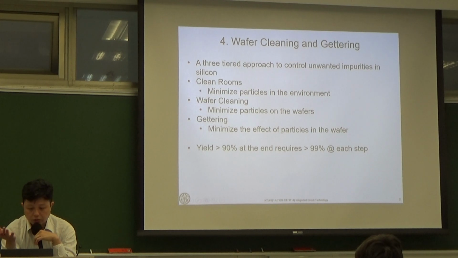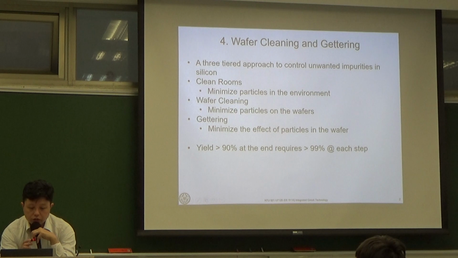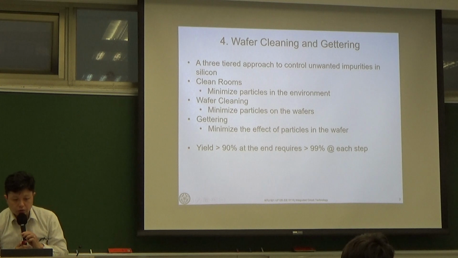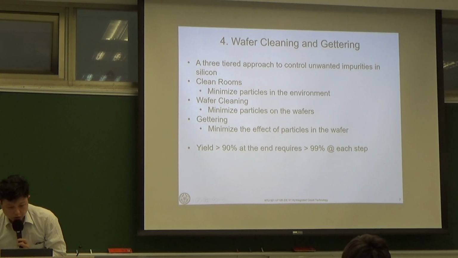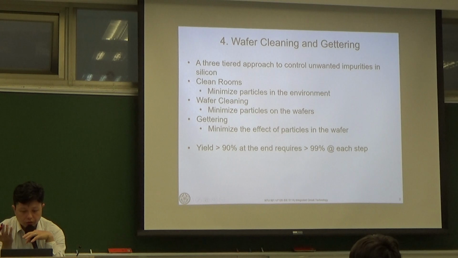Clean our wafers. Right? So that's the purpose to introduce this chapter 4. There are 3-tiered approach to control these unwanted impurities in silicon. The first one is a clean room, so we have to process this wafer in a special clean region, right? And so we can minimize the particles in this environment.